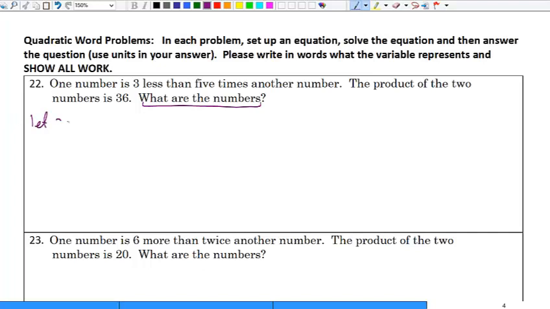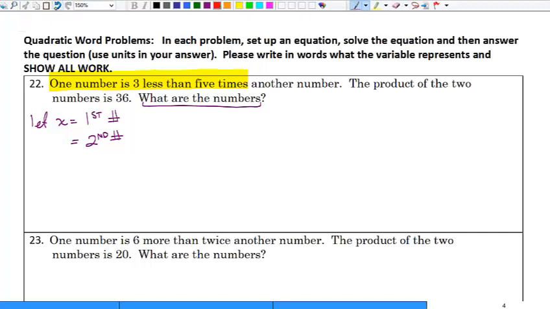So I'm going to go ahead and let x equal my first number. And then I'm going to figure out what the second number is too. But I got to reread again, because I didn't get all of that in one piece. So I'm going to go back and look for what we call the comparative statement. The comparative statement is where one number is being compared to the other. In the first sentence it says one number is 3 less than 5 times another. So that is comparing one to the other.